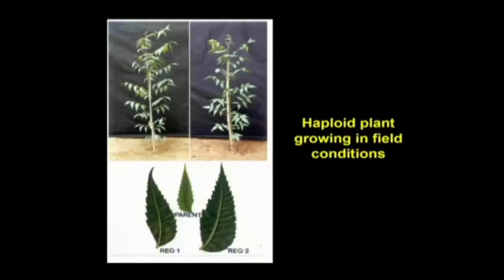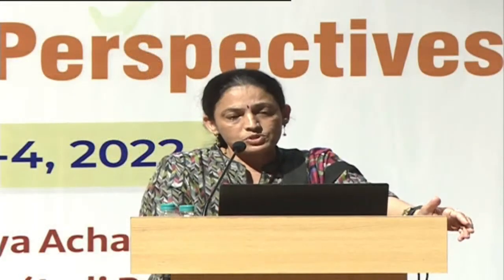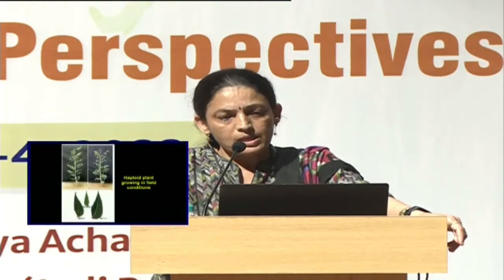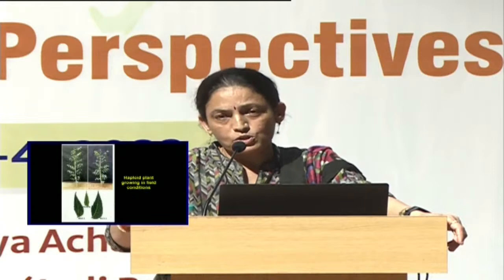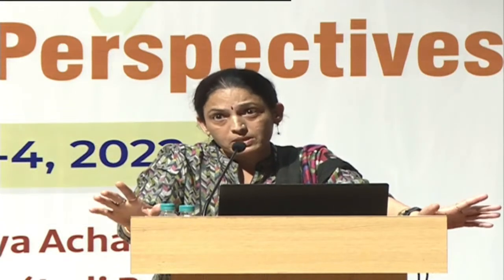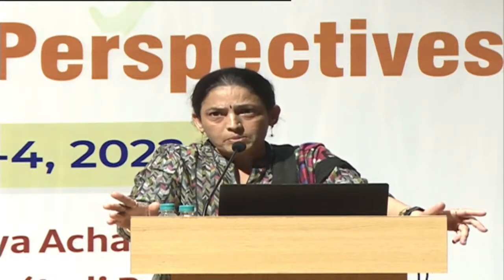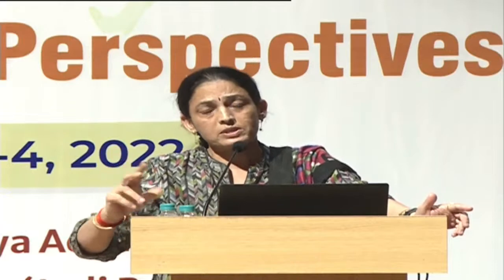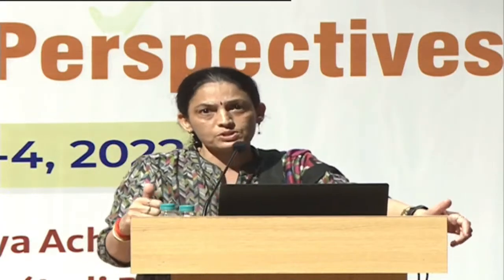So this is normally growing in the field, and some changes you see in the lower part, there are three leaves. The center one is the natural plant, a small leaf, but sideways you see the haploid plant, bigger size of the leaf. So what is happening? Generally, diploid has a larger leaf, haploid has a smaller leaf, and triploid has an even larger leaf, but here the reverse is happening.